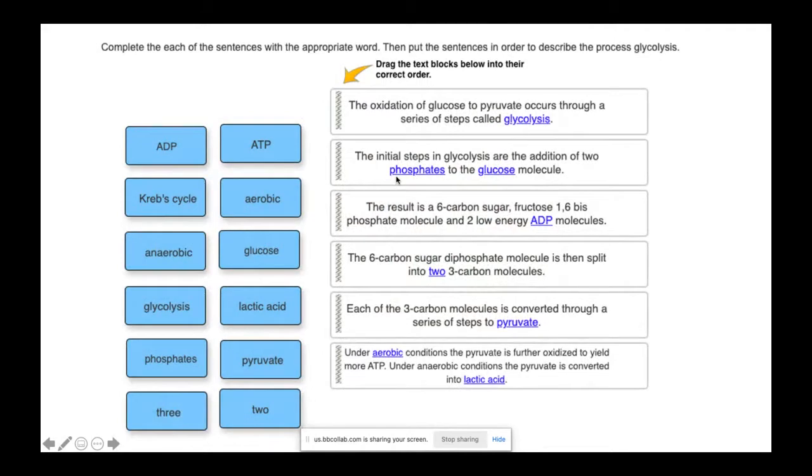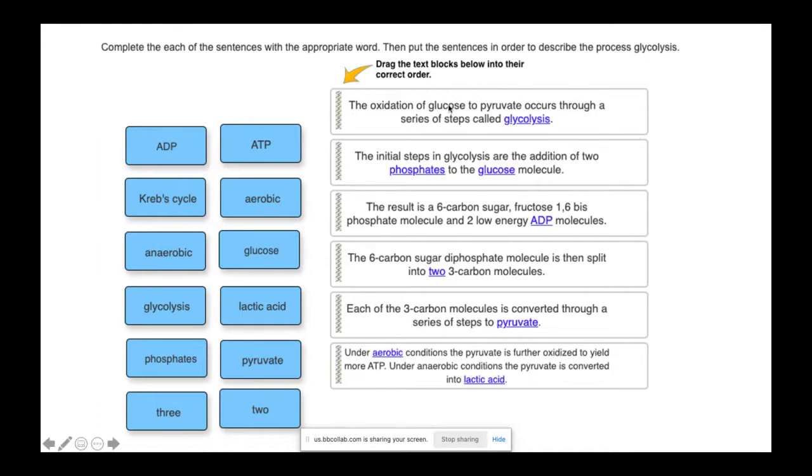So let's look at energy production. So it says, put the sentences in order to describe the process of glycolysis. Whenever we see the word lysis at the end, it means to break down. So glycolysis is saying, how do we break down sugar?